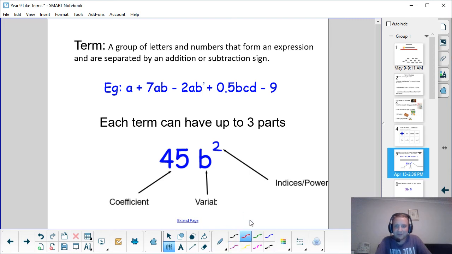If we want to just count up how many terms there are, this would qualify as a term. It's a letter. It doesn't have a number with it, but as long as you've got letters or numbers or both, even powers as well, it counts as a term. So that's our first one.